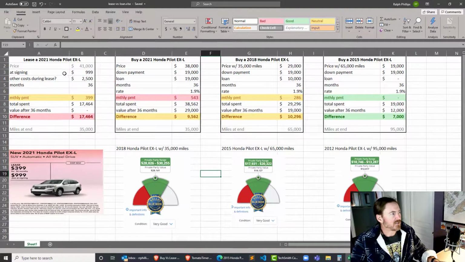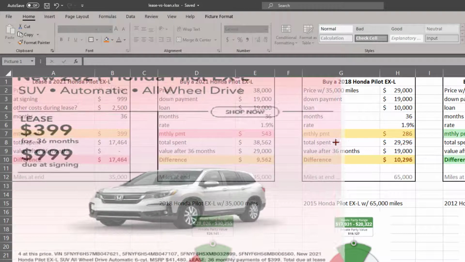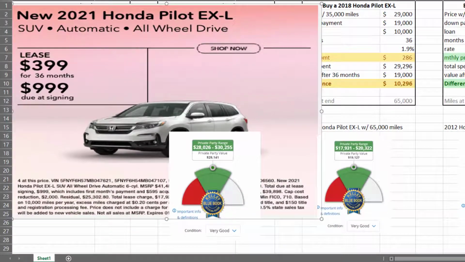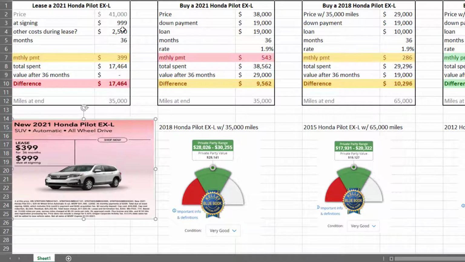So in the first scenario, I'm looking at the lease, and I'm basing it off of this ad that I found. I know you can't see that, it's really tiny, so I was just looking at the fine print. It looks like $9.99 or $1,000 is due at signing, but in the fine print it does say that includes the first payment. So when I calculate total spent here, I'm taking the monthly payment times the 36 months for this lease, subtracting one monthly payment, and then adding in the $9.99.